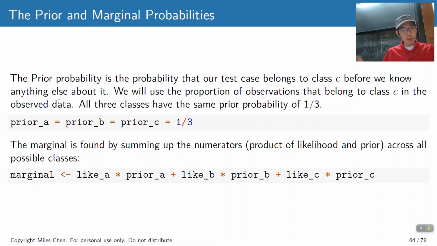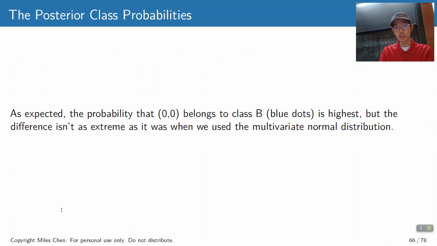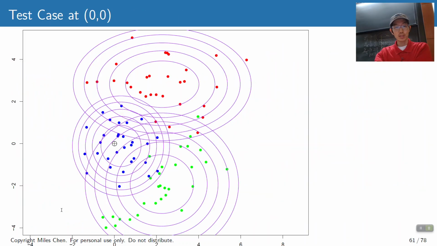Okay, prior is 1/3 for everybody. Marginals, likelihood times prior for all 3 classes. We do that, and so we get our posterior probabilities. And so we have 0.007 for class A, 0.938 for class B, and 0.0539 for class C. So here we have a 94% probability that it's class B, and around a 5% probability for class C. And so class B is still the most probable.